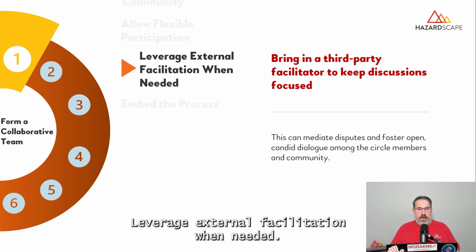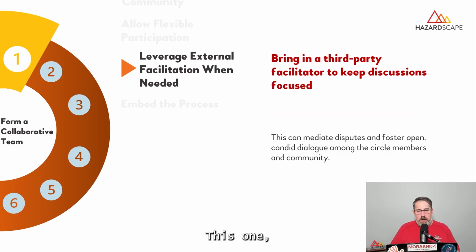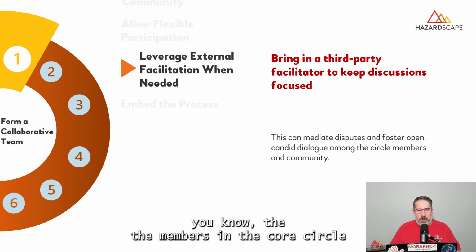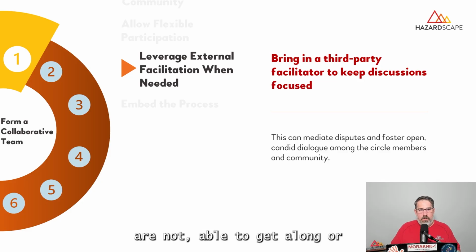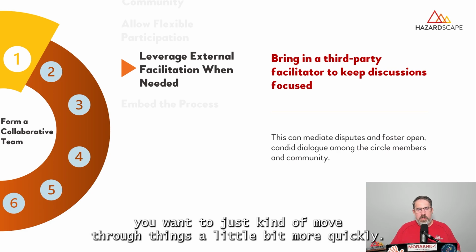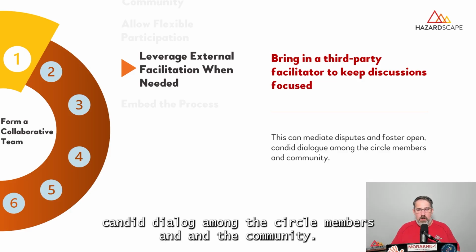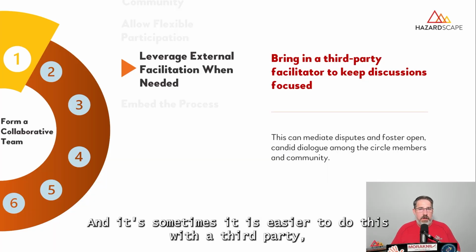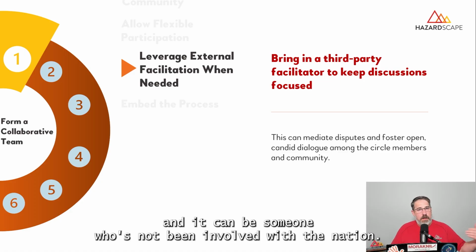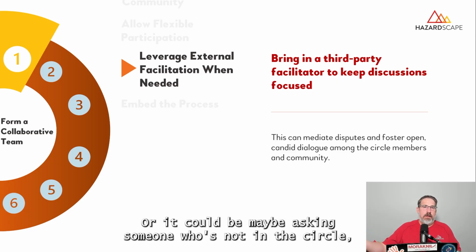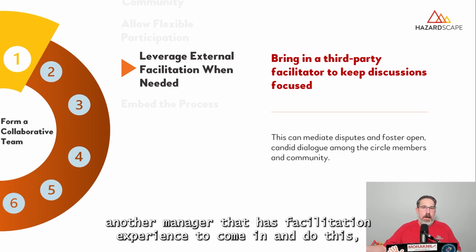Leverage external facilitation when needed. This one, if you find that the members in the core circle are not able to get along, or you want to just move through things a little bit more quickly, bring in someone who can mediate disputes, foster open, candid dialogue among the circle members and the community. And sometimes it is easier to do this with a third party, and it can be someone who's not been involved with the nation, or it could be maybe asking someone who's not in the circle, another manager that has facilitation experience, to come in and do this.